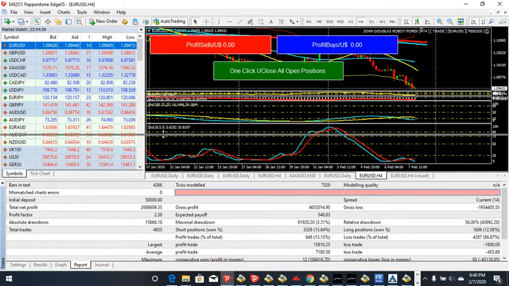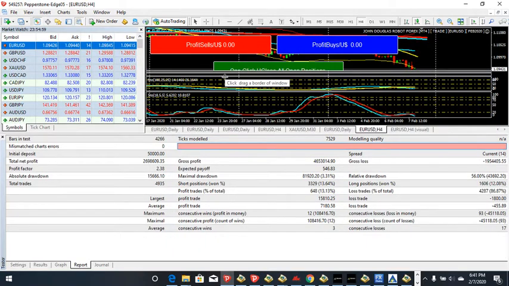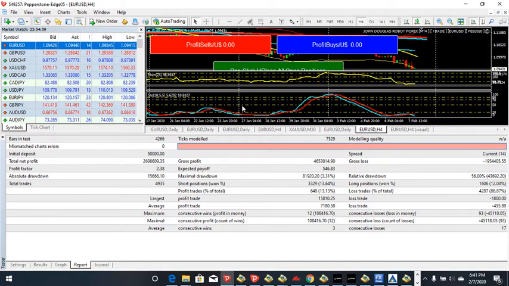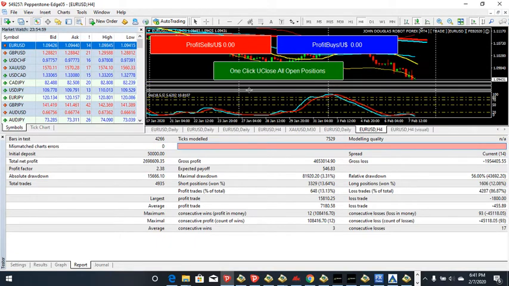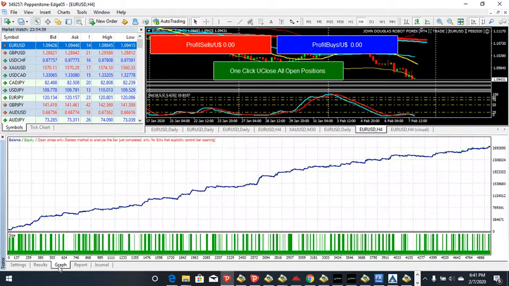And it should look like this. So the initial deposit here is 50K. The total net profit here is 2.6 million. The total number of trades is 4,000 plus, like that. And the graph looks like this.